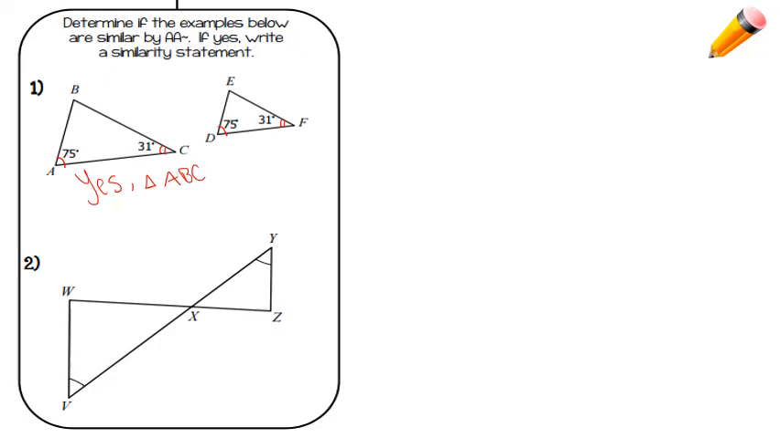And so we have to write our similarity statement. Triangle ABC is similar to triangle... and if I said ABC, now I have to say DEF. I have to write it in the same order as the corresponding angles. So looking at number 2, we know that V and Y are congruent by the hash marks given to us, and we also know that this angle and this angle are congruent by vertical angles. So even though we don't know the measurements of these two pairs of angles, we do have two pairs of angles congruent to each other. So that means that these two triangles are similar, so we need to write a similarity statement. Triangle WVX is similar to triangle ZYX.